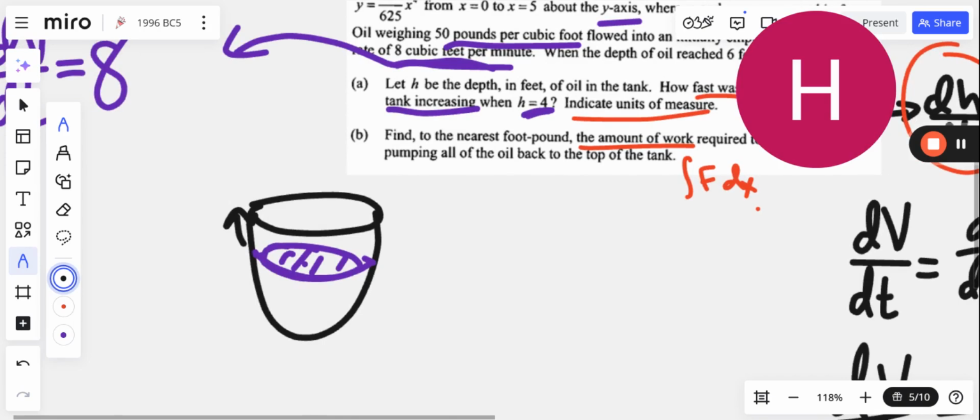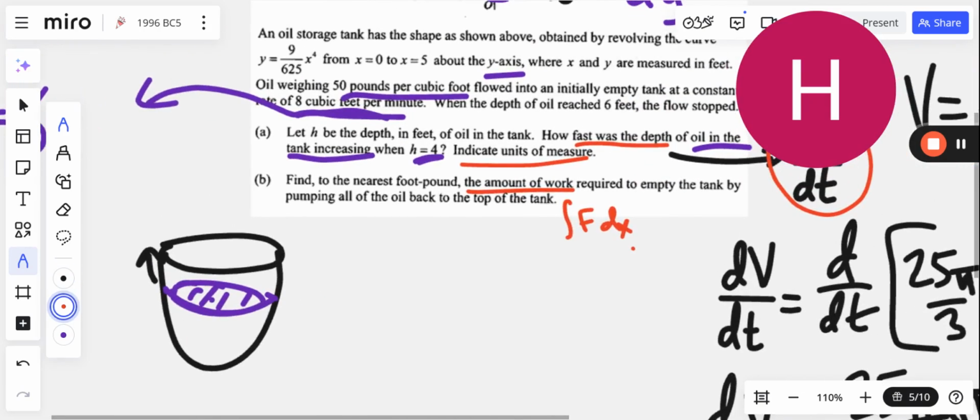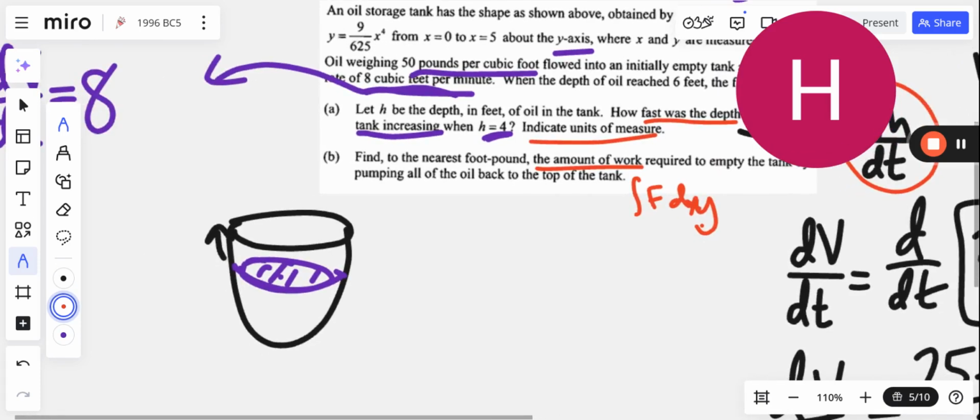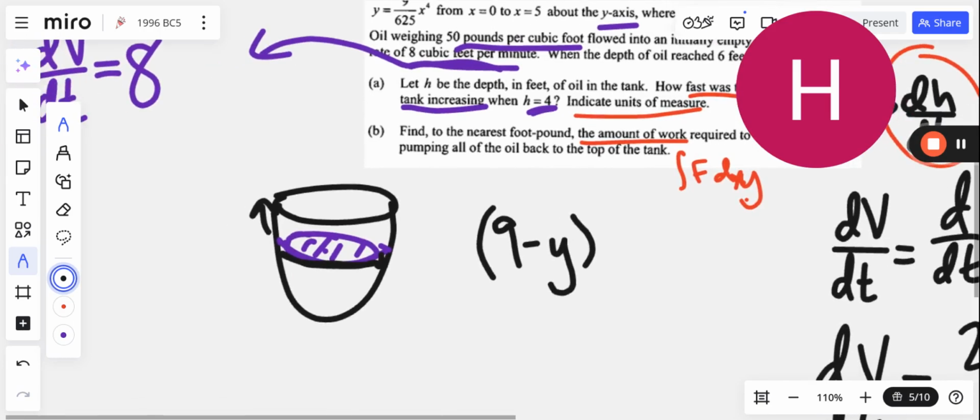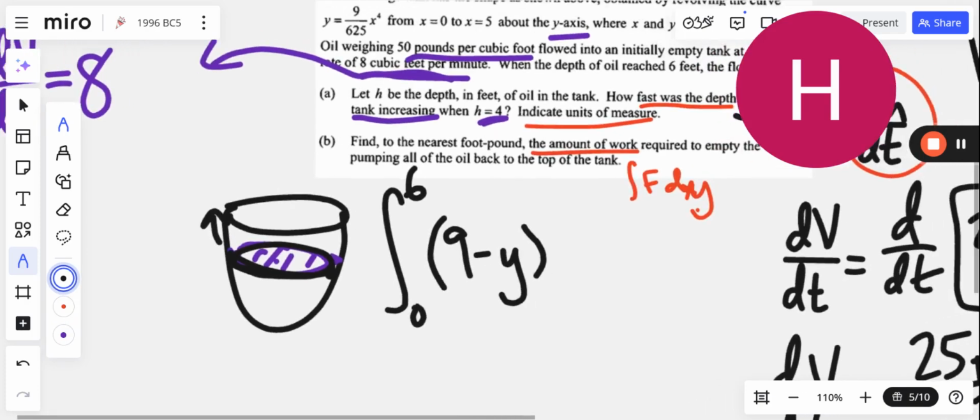So the dx, or rather in this case, it's like the dy. It's going to be f dy. The dy, this little tiny thickness here, this is going to be 9 minus y. Right? So whatever the height is, 9 minus that is how far it is from the top, basically. Pretty straightforward. So if the height is 5, and the whole thing is 9 tall, then it has 9 minus 5, or 4 feet to go to get out. So this is going to be from 0 to 6, 9 minus y.